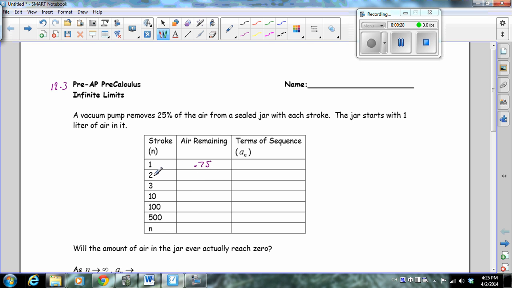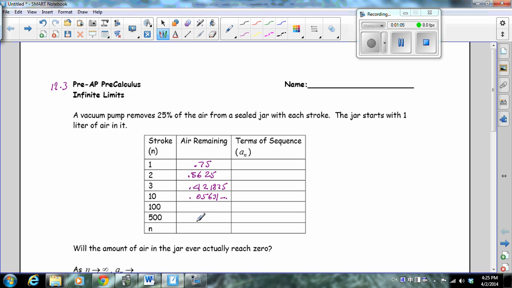After the second pump, we will have 25% less than 0.75, which is 0.5625, and I'm using my calculator to get these values. After 25% again, at the third pump, I will have 0.421875. After the 10th one, I will have 0.05631, and so on. And at the nth one, I will have 0.75 to the power of n.